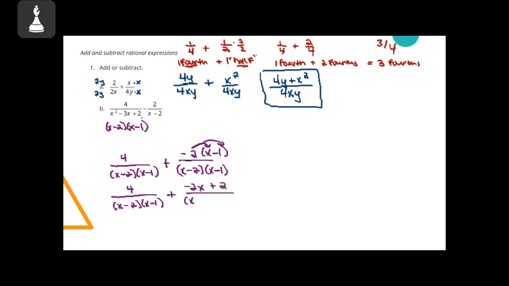numerator. So I'm going to write this as a single fraction, adding anything I can across the top. So 4 plus, I can add that to 6, and then there's that negative 2x. And now that is a single fraction.